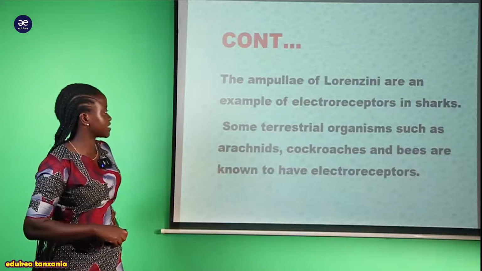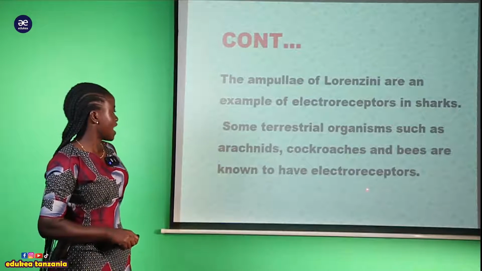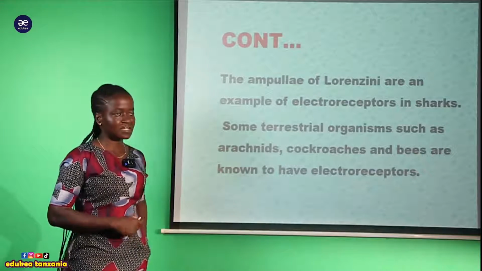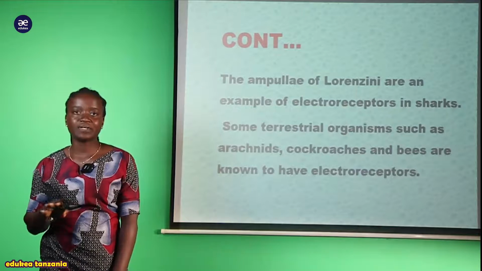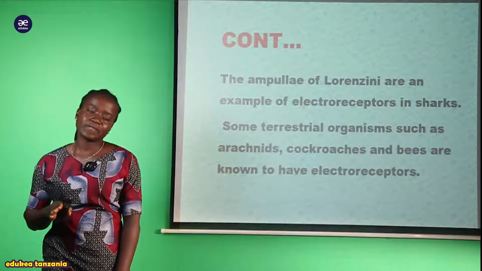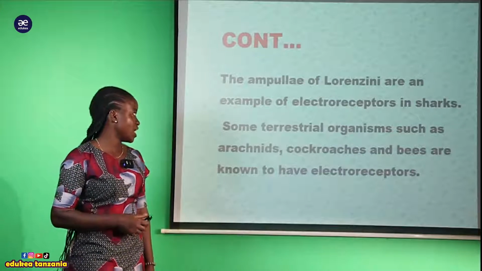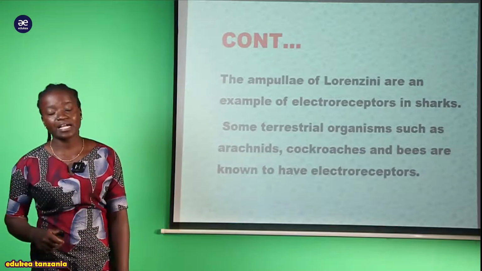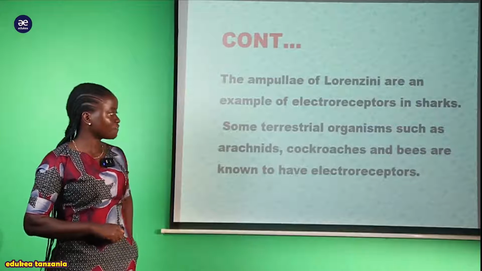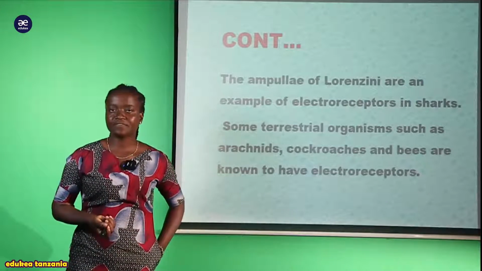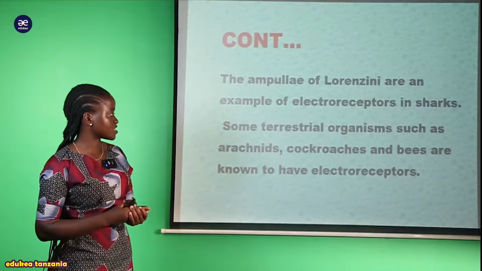So now we are saying that some terrestrial organisms such as arachnids, cockroaches and bees are known to have electroreceptors. Also, we have organisms living in the terrestrial environment, that is on land, that possess these electroreceptors. A good example here is the arachnids. Arachnids also have this electroreceptor. And also we have the cockroach. They have these electroreceptors for detecting electrical changes within the environment.